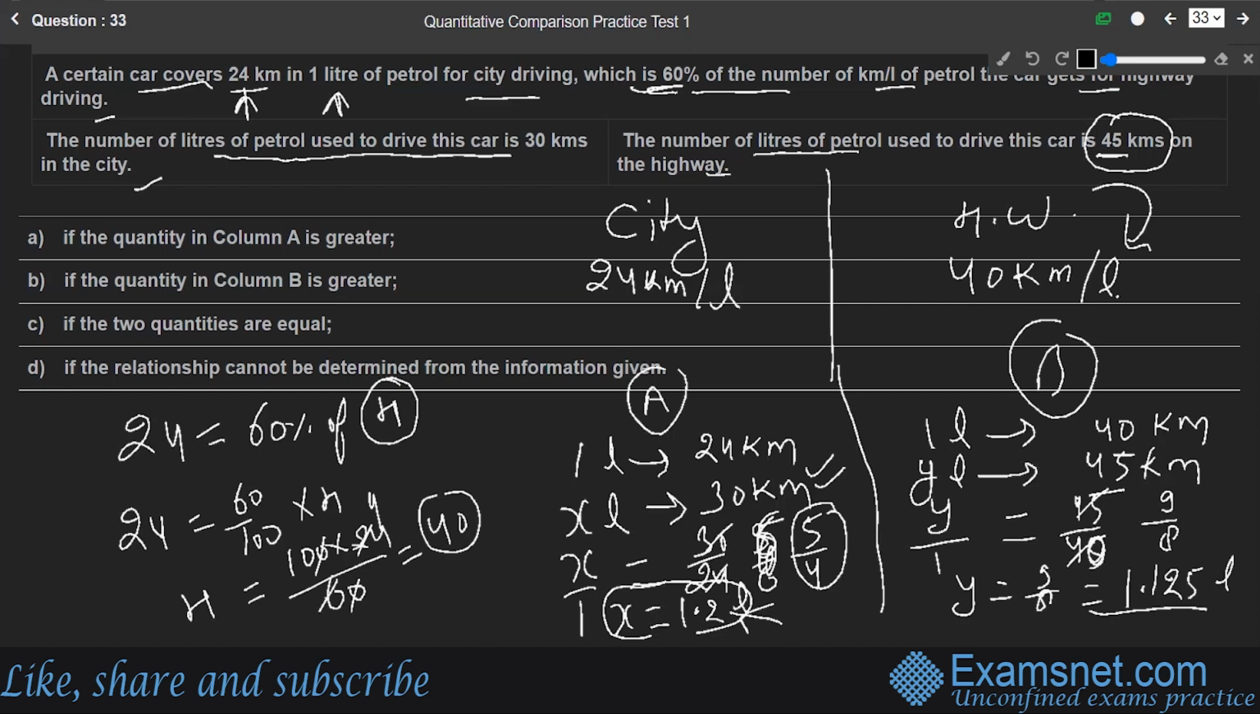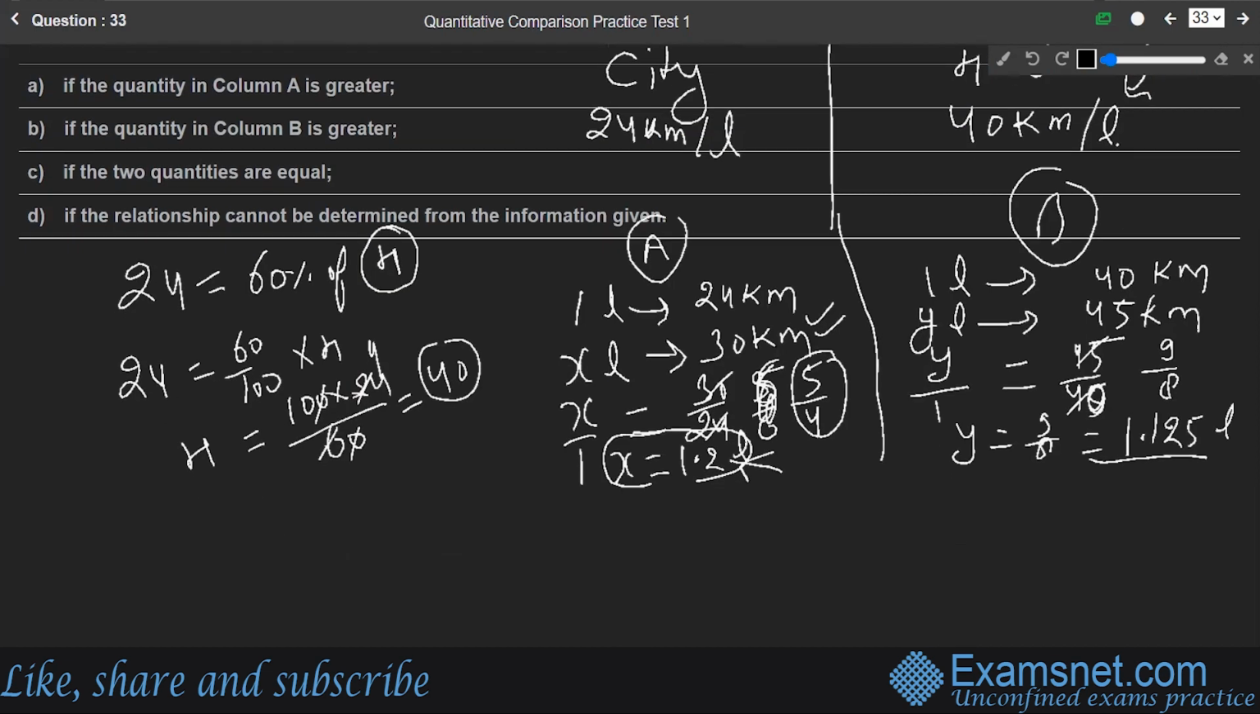So which is bigger? Obviously the value in column A is bigger. 1.2 is obviously greater than 1.125. So that is the right answer. Value in the quantity A is higher.